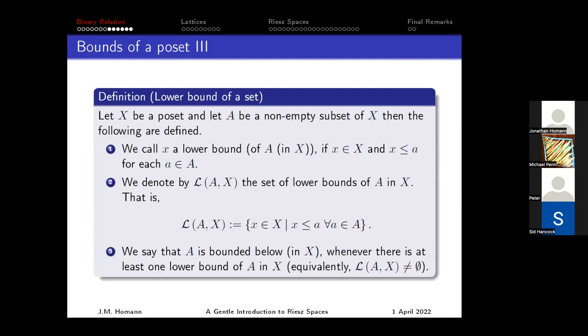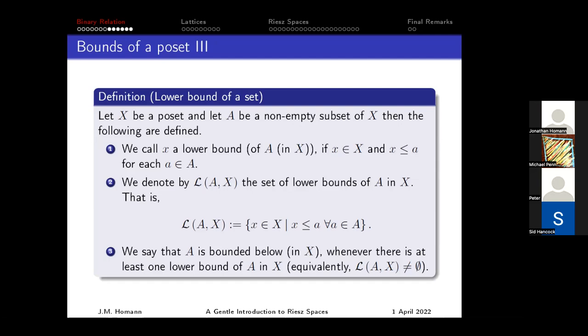We now define lower bounds. It's very similar to upper bounds. So we'll say let X be a poset and let A be a non-empty subset of X. Then we say that little x is a lower bound of A in X if little x is a member of X and little x is dominated by little a for each little a in the set A. And we will denote by L(A, X) the set of lower bounds of A in X. So that is L(A, X) is the set containing little x in X such that x is dominated by a for all little a in the set A.